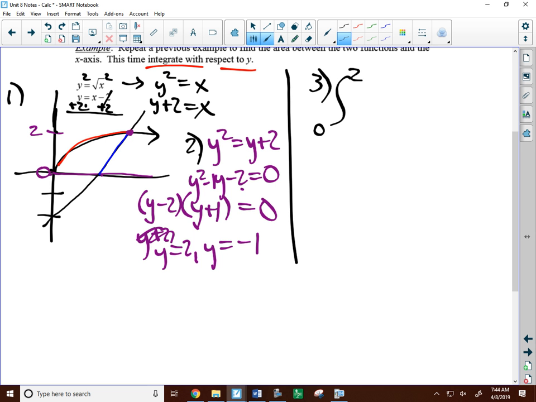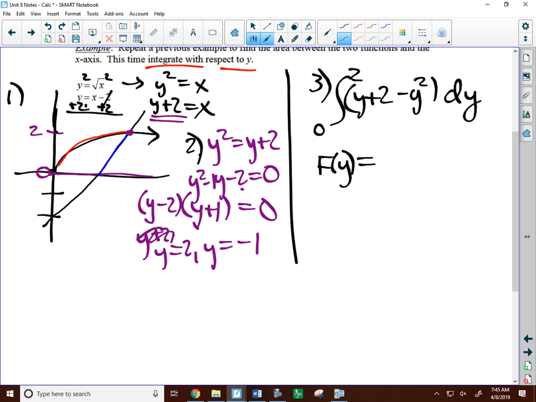So the blue line, and I need it in terms of y. So the line is going to be y plus 2. Minus, and the left is always the right curve, in terms of y, is y squared. And this will be dy, since the variables are y. Let's do this one. So again, some of them I will make sure on quiz or test say solve by hand or evaluate on your calculator. Let's do this one.